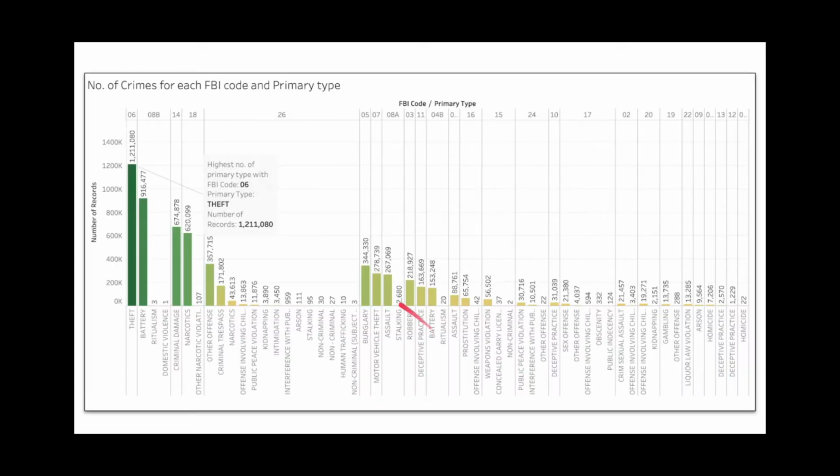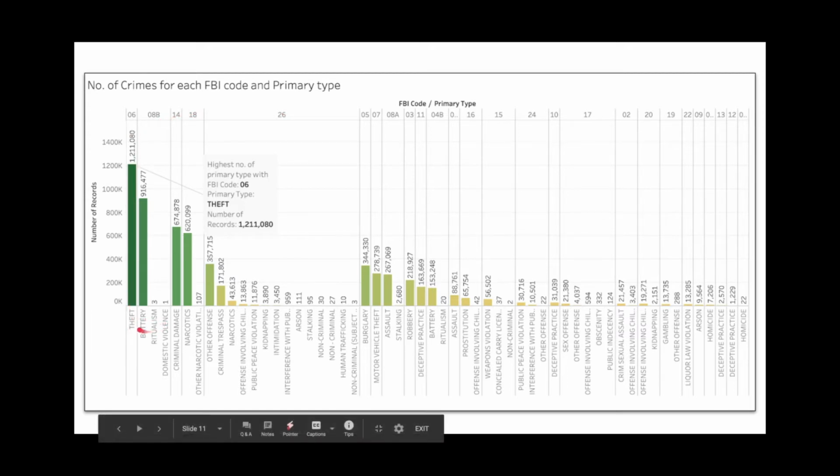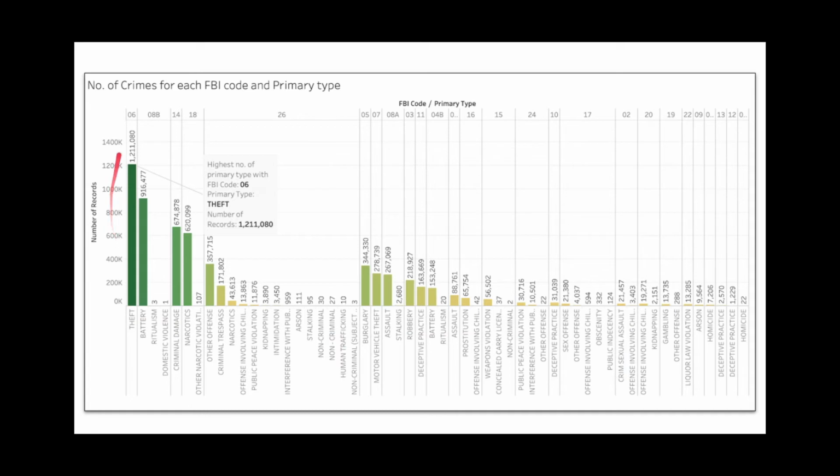Now coming to the next slide, here we are exploring the data set for the number of crimes for each FBI code and primary type. Here we can see that FBI codes are on the top, and the primary types of crimes are at the bottom, and the number of records on the y-axis. So we can see that theft is associated with the highest number of crimes, and the FBI code associated with theft is 06.